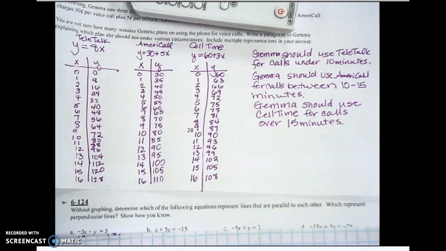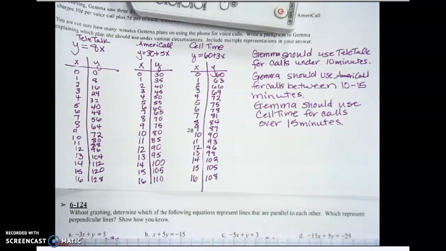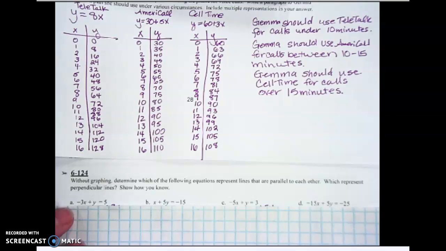Question 124 says, without graphing, determine which of the following equations represent lines that are parallel to each other, which represent perpendicular lines, and then show how you know. And so they give you these 4 equations. For A, they give you negative 3x plus y equals 5. For B, they give you x plus 5y equals negative 15. For C, they give you negative 5x plus y equals 3. And for D, they give you negative 15x plus 5y equals negative 25. In the form they are given to you, can you tell what the slope is?